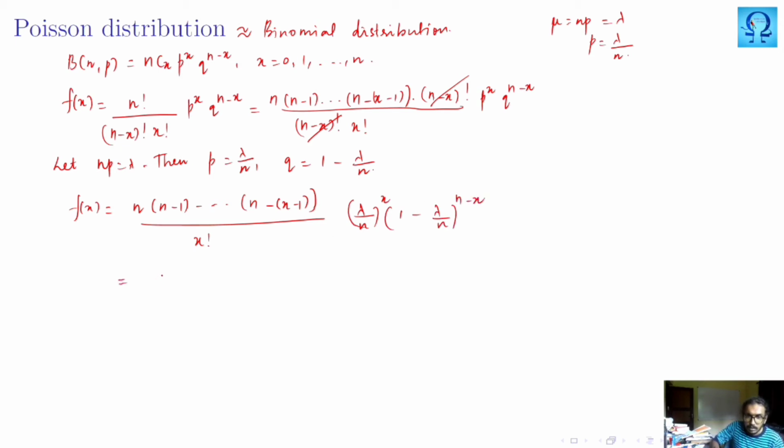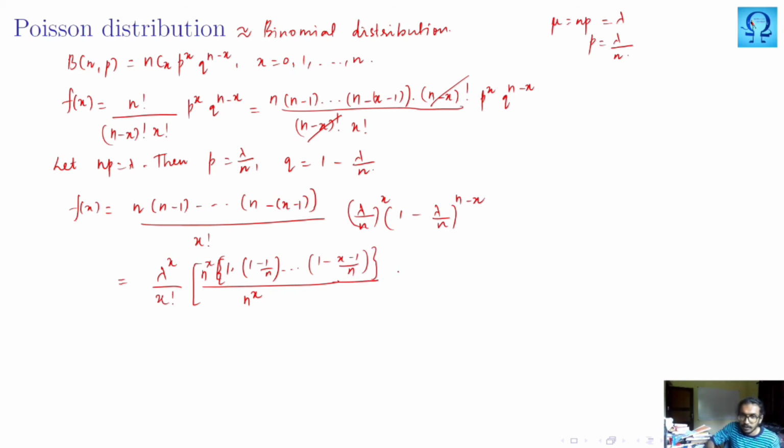Okay, now this lambda power x, let me take it outside, and this x factorial, let me take it outside. Here this n to the power x is there, so I am trying to eliminate it. From all these quantities I am taking n outside. So in total, when we have minus 1 it is n square. From minus 2, if we take n out from all the three terms, it is n cube. Till x minus 1 we have x in total. So n to the power x multiplied with 1, 1 minus 1 upon n, till 1 minus x minus 1 upon n. Till this we have, isn't it?